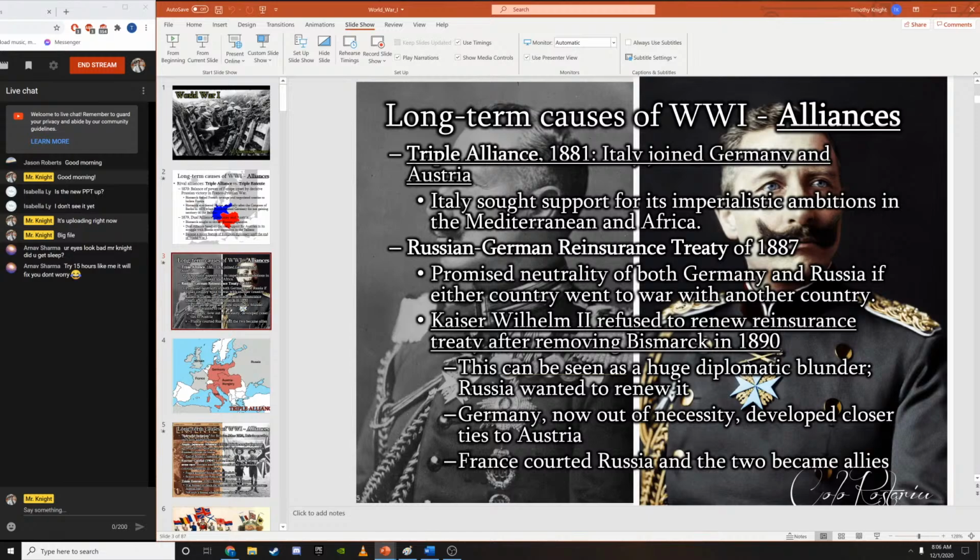And so he refuses to renew this treaty. And this can be seen as a huge diplomatic blunder because Russia actually really wanted to renew this neutrality treaty. And Germany, now out of necessity, developed even closer ties to Austria because there was no hope of them reconciling this neutrality treaty with Russia. And France ends up courting Russia, and the two of those countries now become allies.